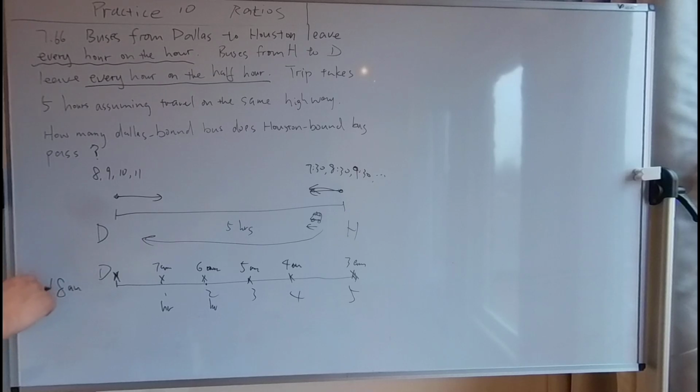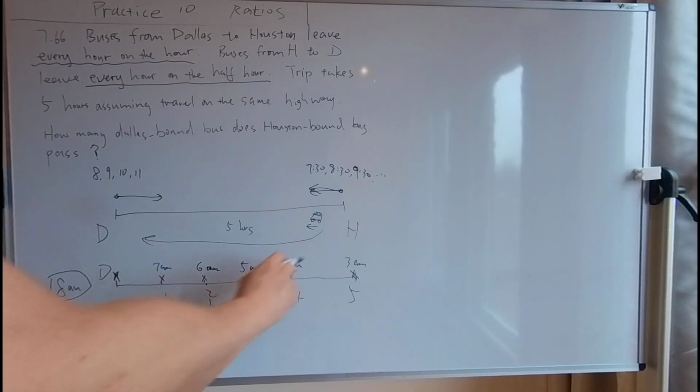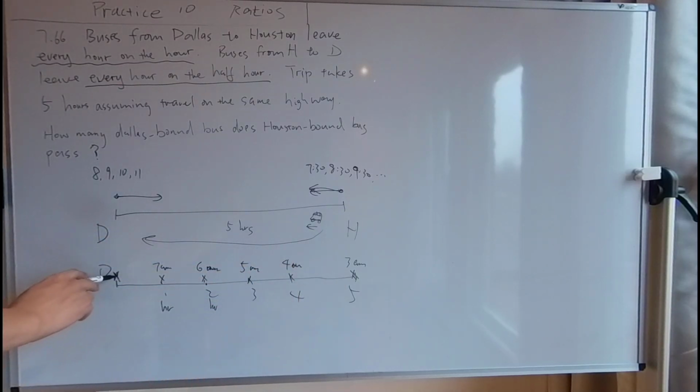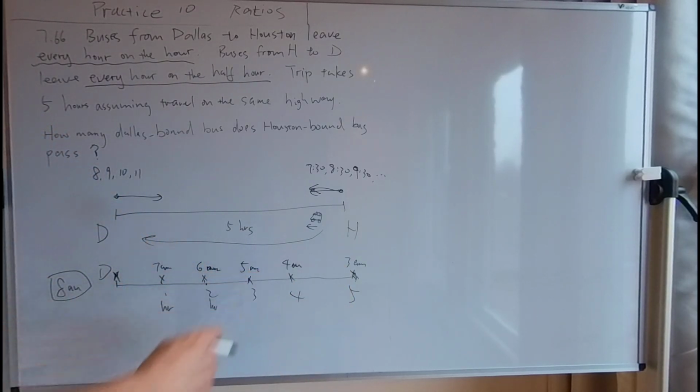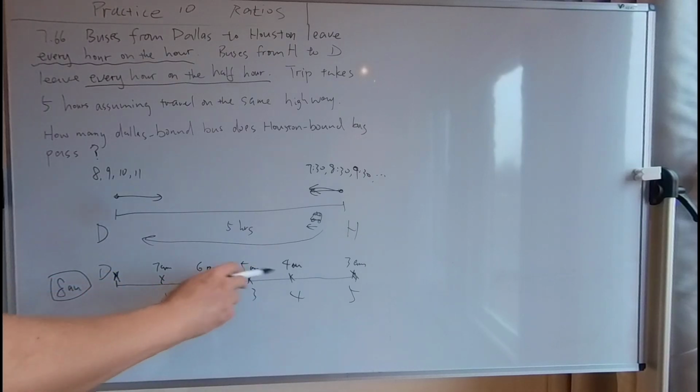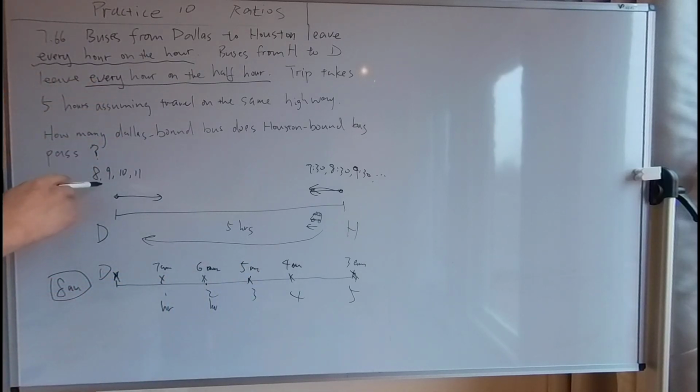So basically, if I'm looking at the scenario at 8 o'clock, I have this many buses: one bus right at the departure point, one bus just arrived, and 4 other buses in the middle of the way at different locations, hour by hour, because the Dallas bound bus departs every hour on the hour. Okay.